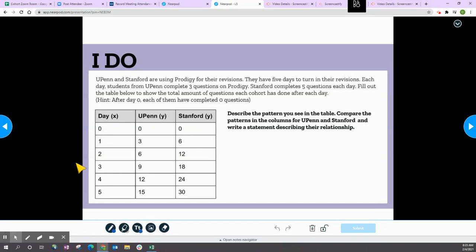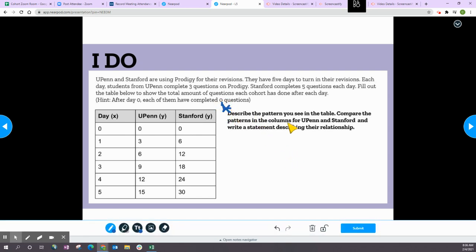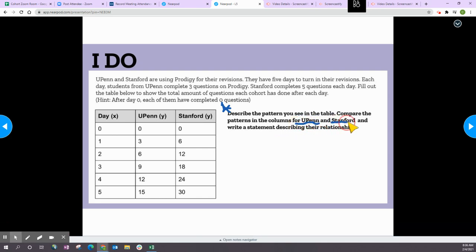In this video, I want you to notice what relationship I am describing in this problem. We have the same problem that we began with earlier about UPenn and Stanford. I see that now I have a completed table, but it's asking me a new question. It says to describe the pattern that you see in the table. Compare the patterns in the columns for UPenn and Stanford and write a statement describing their relationship.